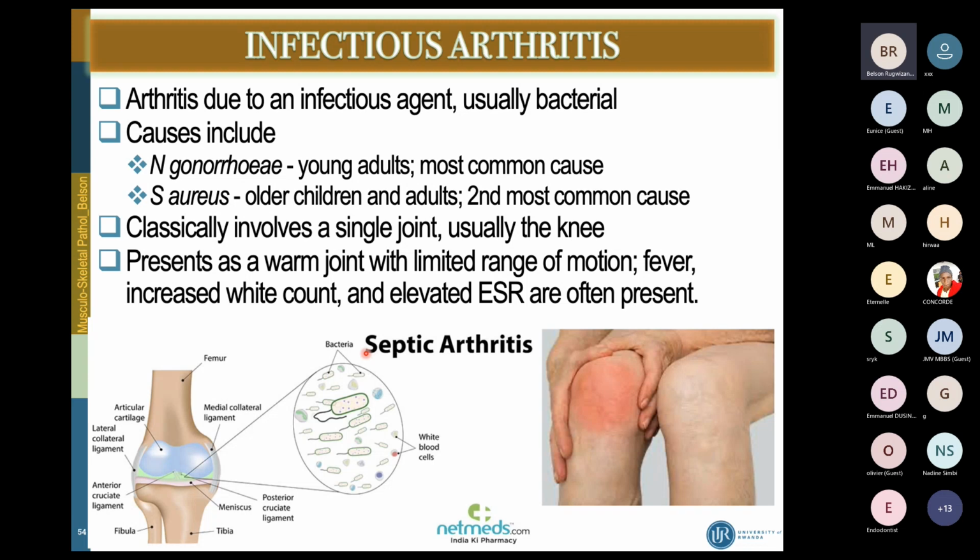It presents as a warm joint with limited range of movement. So as you know, there is a loss of function of an organ which is affected by inflammation. Fever, elevated white blood cell count, and elevated erythrocyte sedimentation rate. So all the features of inflammation will be seen. And when you puncture the joint, in this articular fluid you will find white blood cells, and you can isolate bacteria. This is different from those we saw above, which do not contain bacteria.